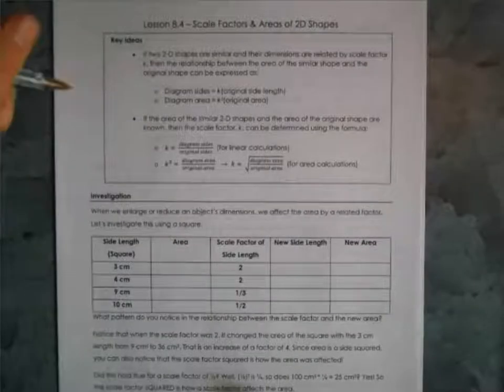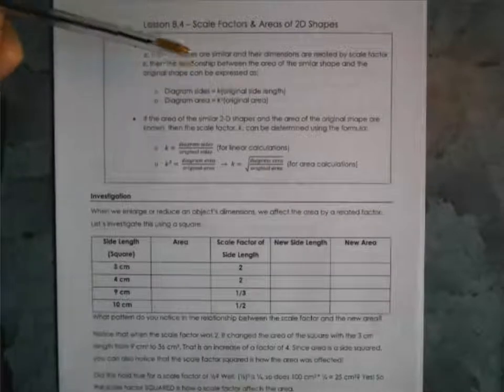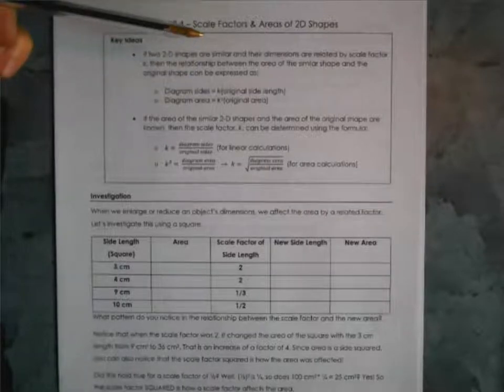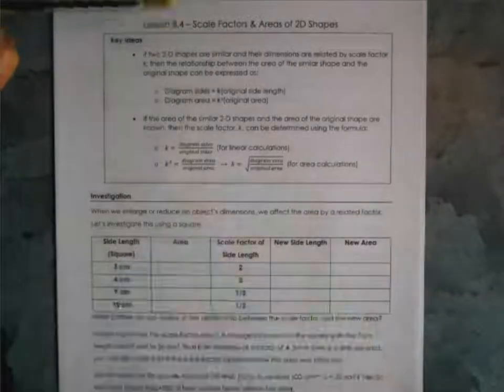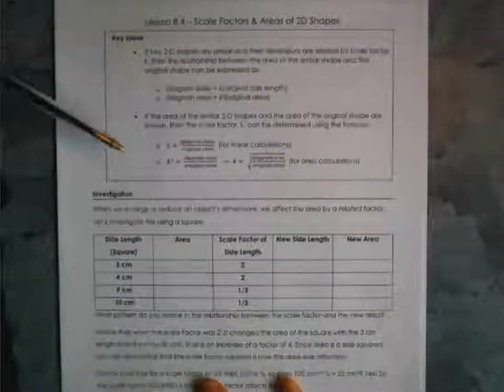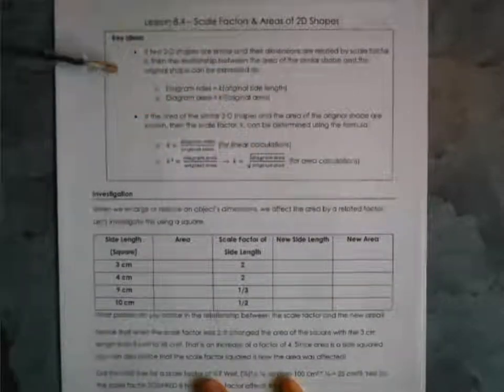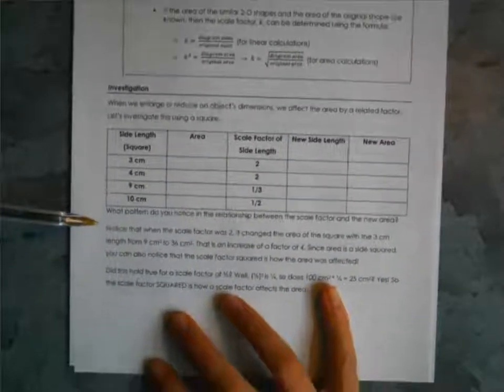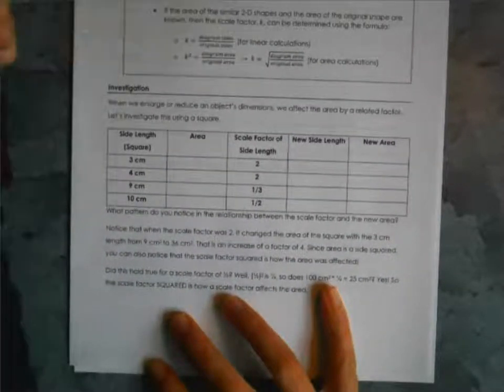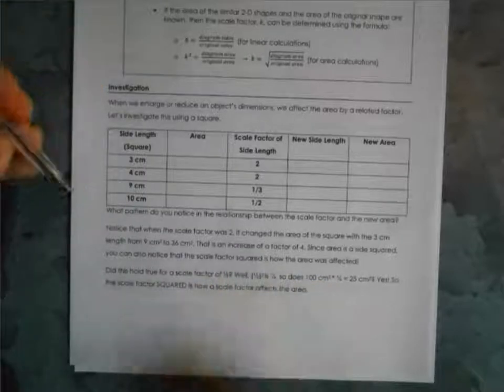All right, you guys, so today we're looking at scale factors and areas of two-dimensional shapes. Last time we looked at scale factors, but we were just talking about linear measurements. Now we're going to look at two-dimensional shapes. I'm going to skip this first part to start out with, and we're going to go right to this investigation, and then we'll come back to what these key ideas are, because the investigation leads us into that.